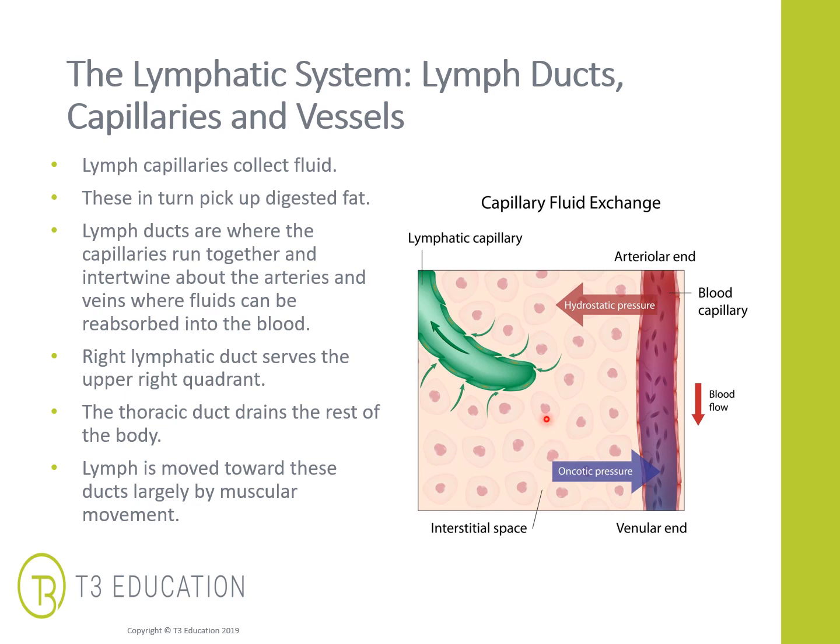So the ducts are where the capillaries run together and intertwine with the arteries and veins of the cardiovascular system, allowing, where needed, excess fluids to move from one system to the other and back again to help maintain that fluid balance in the body. The right lymphatic duct serves the upper right quadrant, and the thoracic duct drains the rest of the body.